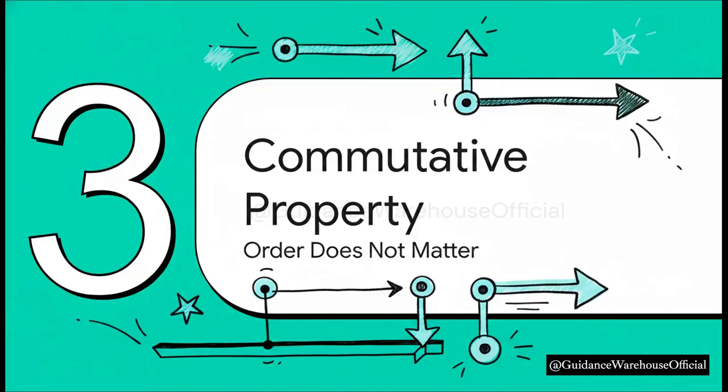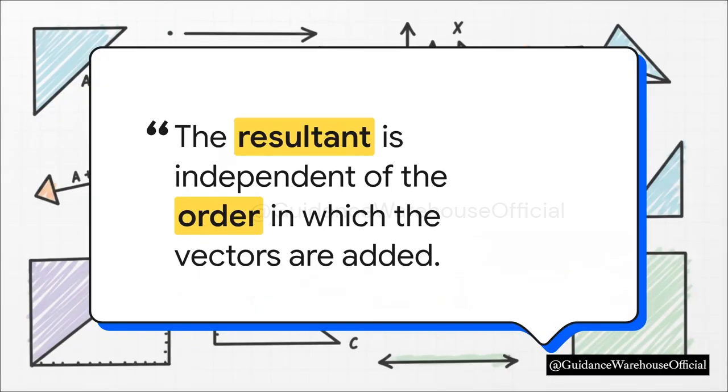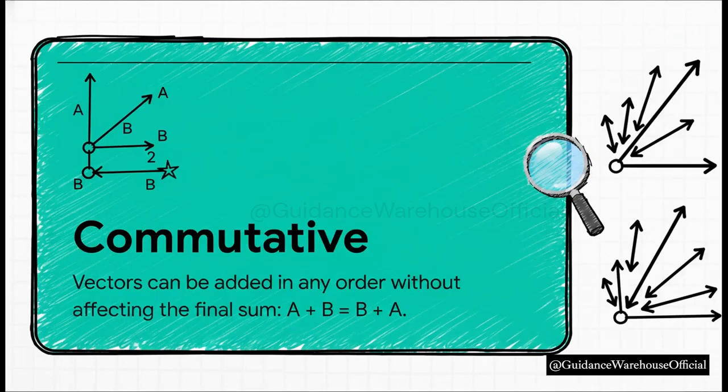Order does not matter. Let's look at a pretty fascinating rule about how these paths actually combine. Now, you might be wondering, like any sharp observer looking at a map, does the order matter? What if I walked the 5 blocks north first, and then turned and walked the 9 blocks east? Would I end up in a totally different part of the city? Well, the answer is a resounding no, and this brilliantly illustrates the commutative property. Just like in regular everyday math, where 2 plus 3 is exactly the same as 3 plus 2, vector addition is commutative. A plus B equals B plus A.